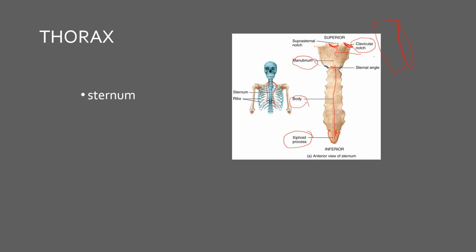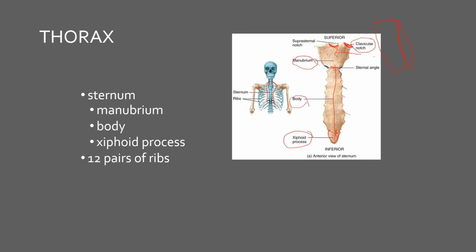And then underneath, you'll have facets, or the attachment points, for the first rib, the second rib, third rib, fourth rib, fifth rib. All right, so you've got your manubrium, the body, and the xiphoid process. 12 pairs of ribs, and then costal cartilage, which is made of hyaline cartilage.